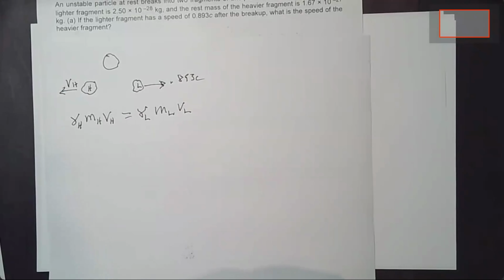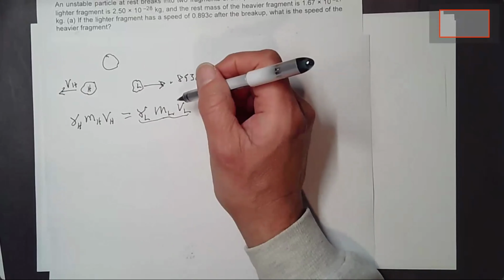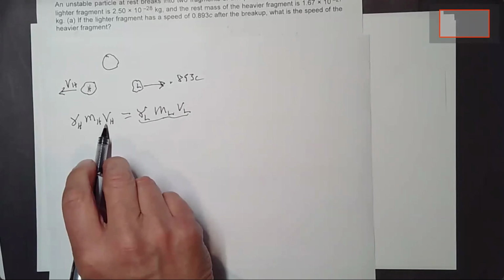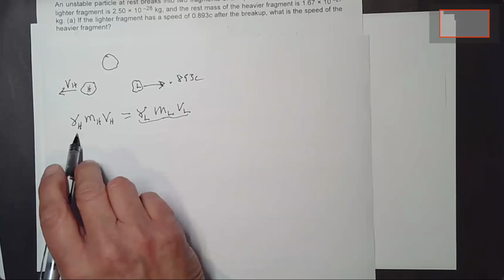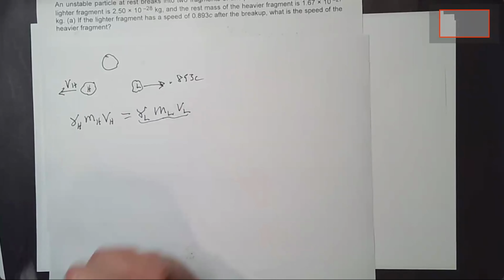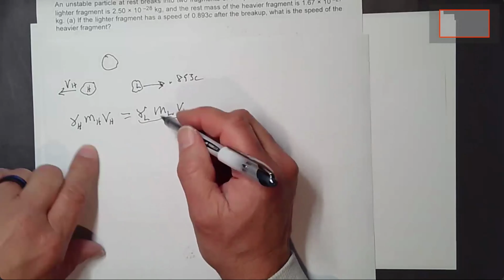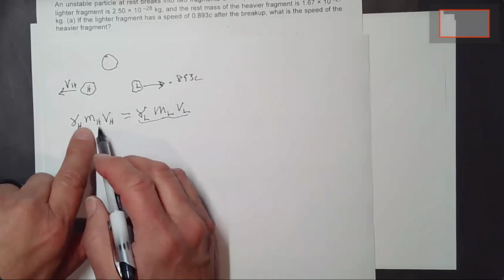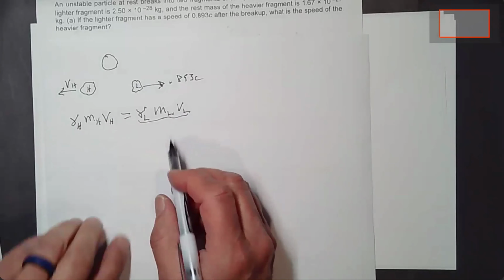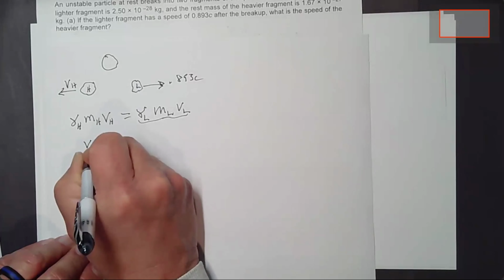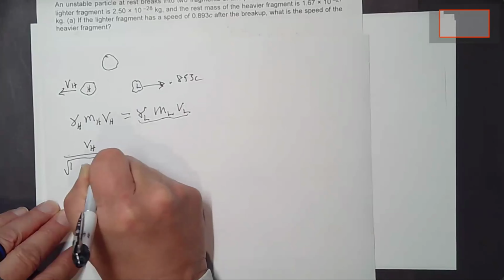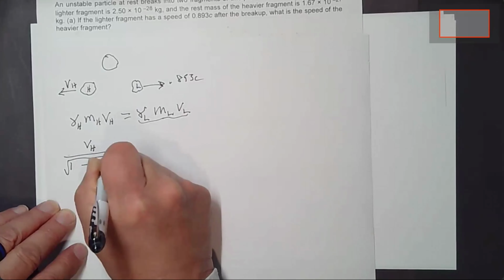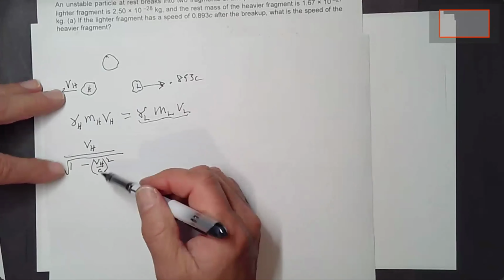We can actually get a plain old ordinary number for this one, but it's a little complicated because the speed of the heavy fragment is here, but it's also in gamma over here. And we're supposed to solve for the speed of that heavier fragment somehow. So let's see what we can do to fix this a little bit. One thing I can do, because this is just going to be a number, I can divide both sides by the mass of the heavy fragment, which is also just a number. And over here on the left side, I'll have v sub h divided by the square root of 1 minus (v sub h over c) squared. Okay, because gamma is 1 over the square root of that stuff.